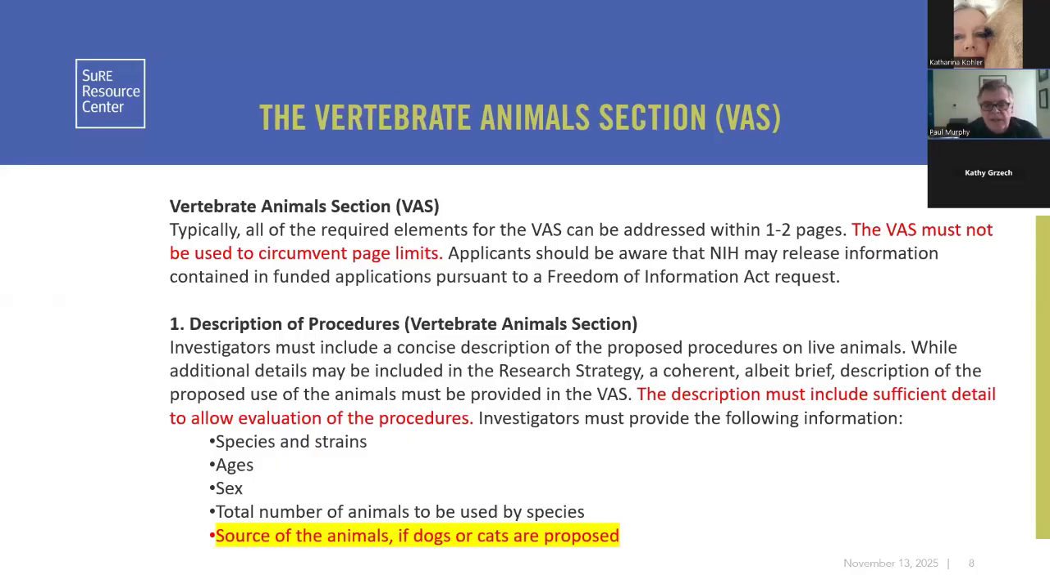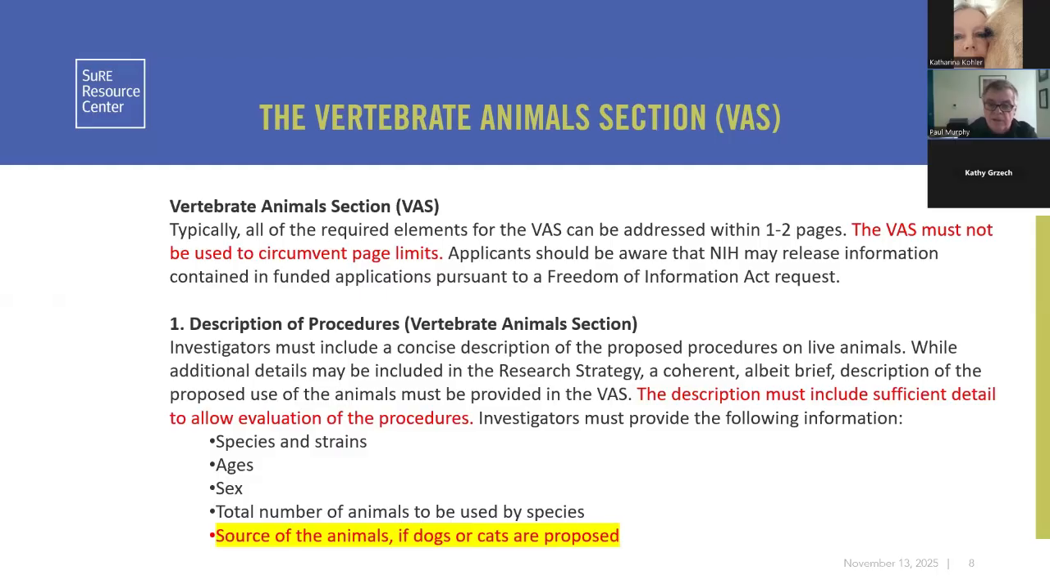All right, so the meat of your vertebrate animals component of your grant is the vertebrate animals section, or VAS. So this is generally not super long. Most commonly, these are about 1 to 2 pages. 2 pages is pretty common. You have to be very careful not to use it to circumvent page limits. Reviewers are very sensitive to this, as are the administrative staff.